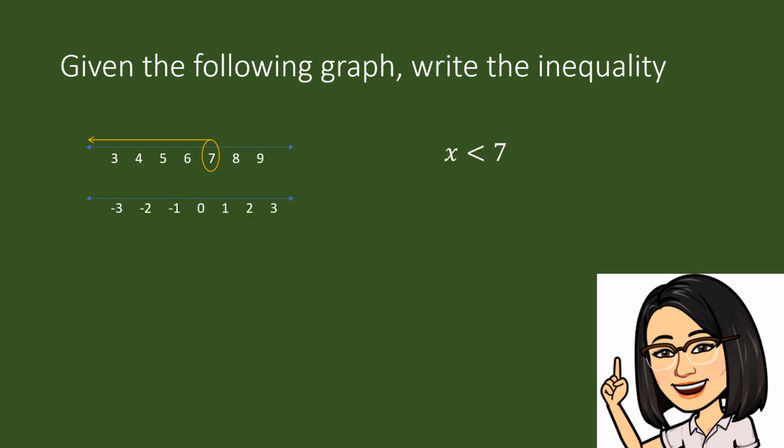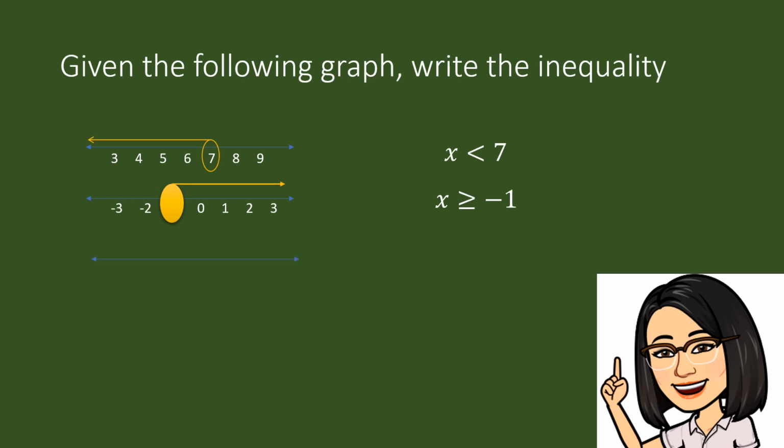The given numbers are from negative 3 to positive 3. Now 1 is shaded and the arrow goes to the right. So what is the inequality? Okay, x is greater than or equal to negative 1. Did you get the same answer? Congratulations, you're doing better. But let us have another one.